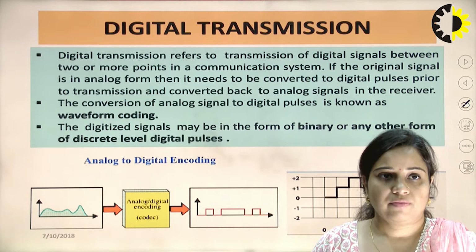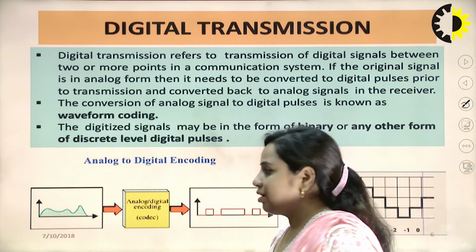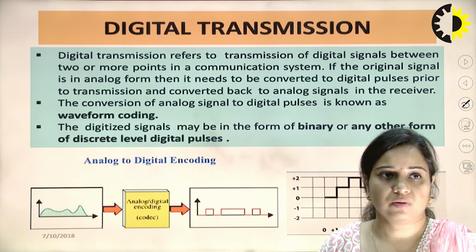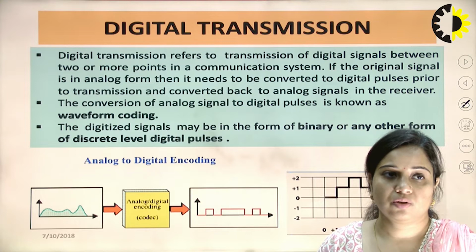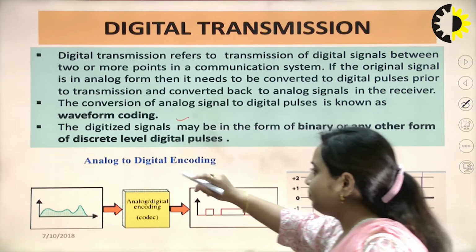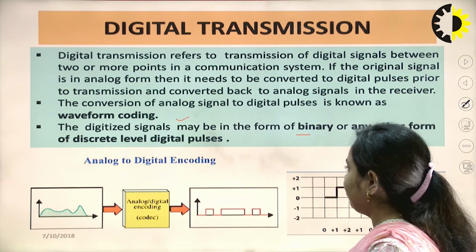The conversion of analog to digital pulses is also known as waveform coding, because after the signal is converted into bits, that is ones and zeros, a stream of bits will be there. It has to be converted into an electrical signal. That will be done using this waveform coding. The digitized signal may be in the form of binary or any other form of discrete level.